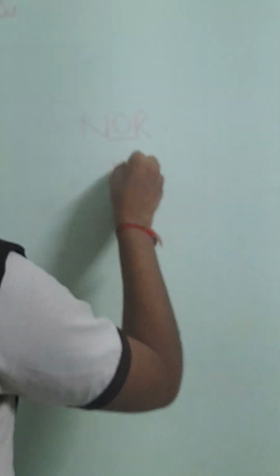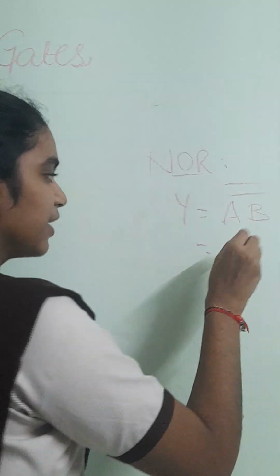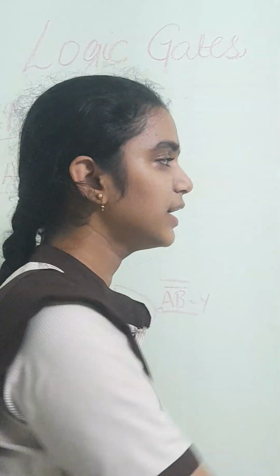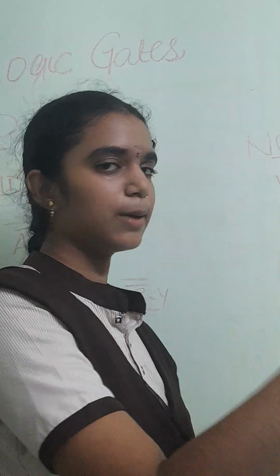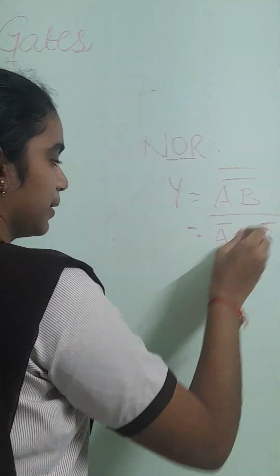So here again I am taking Y is equal to A, B double bar. And from De Morgan's law we know that A into B whole bar is equal to A bar plus B bar. A bar plus B bar whole bar.